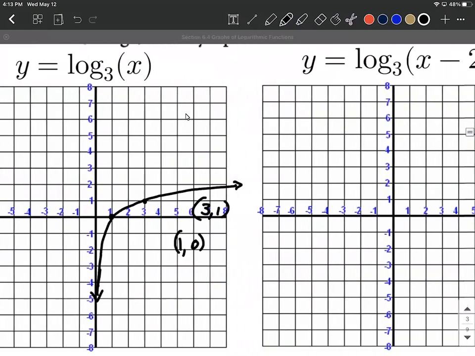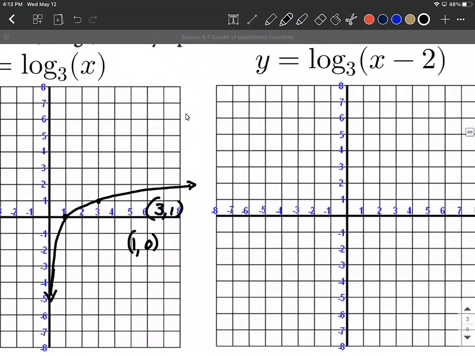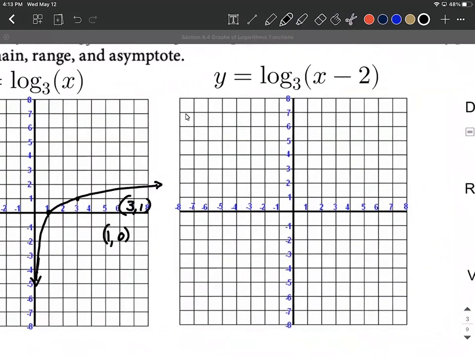Now we want to use this parent graph and move it around using transformations. By attaching this number directly to x, that's going to be a horizontal shift. It's counterintuitive, so it's going to move everything to the right 2 units. As we graph this, I'm going to pick up our vertical asymptote as well as these 2 key points and move everything to the right 2 units.